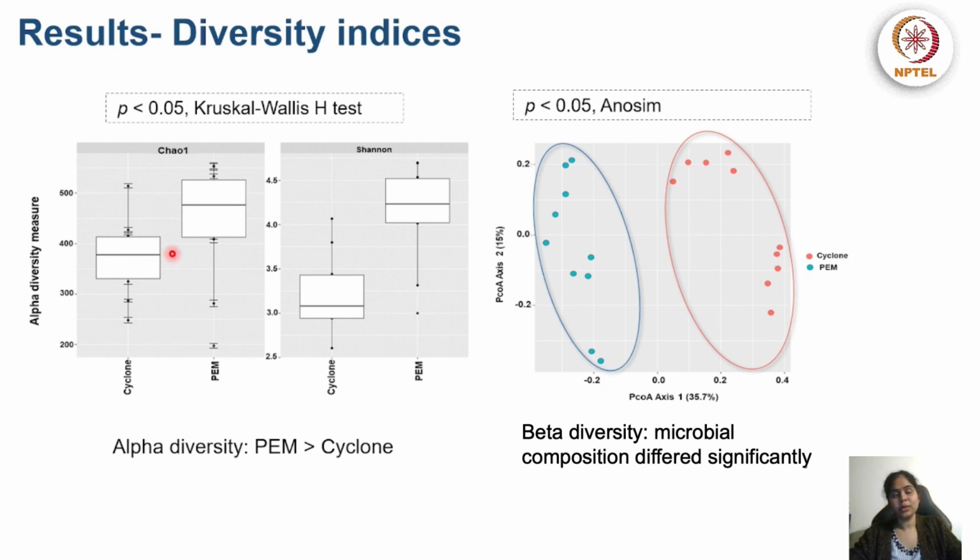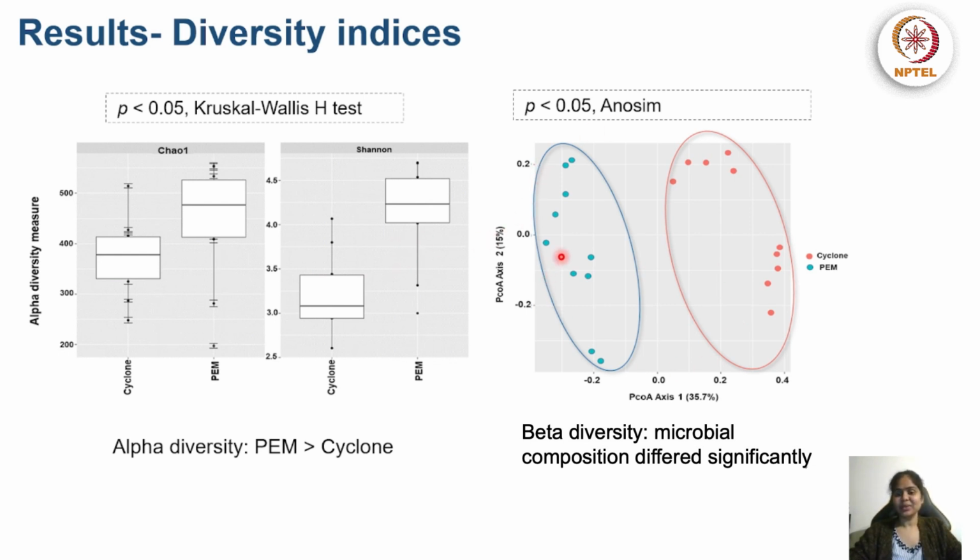The next question we wanted to see is how diverse that environment is. For that we used Shannon. Similar to the other diversity index, here also the trend is the same. The Shannon index is close to 4.5 for the PEM sampler, and for the cyclone sampler it's less than 3.25. So the PEM sampler has a highly rich and diverse microbial composition compared to the cyclone sampler. This is very much contradictory to the previous quantification results, but this is what we got.